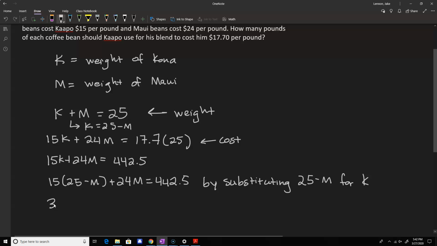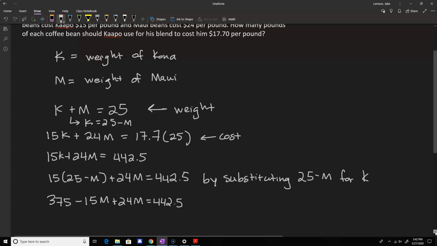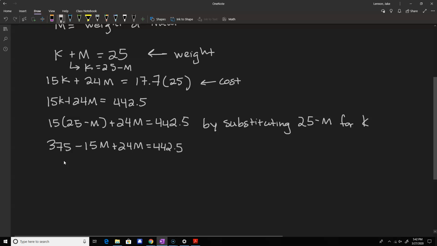So that would be 375 minus 15M plus 24M equals 442.5. And then we can combine the minus 15M plus the 24M. So we have 375 plus 9M equals 442.5. So subtract 375, and we have 9M is equal to 67.5.